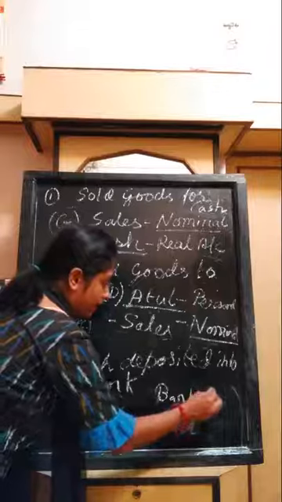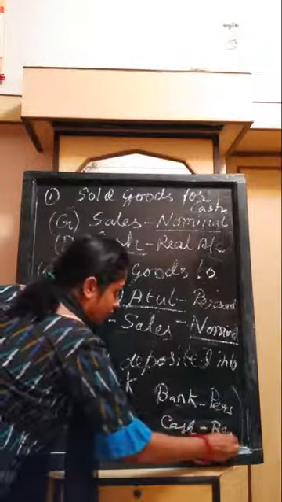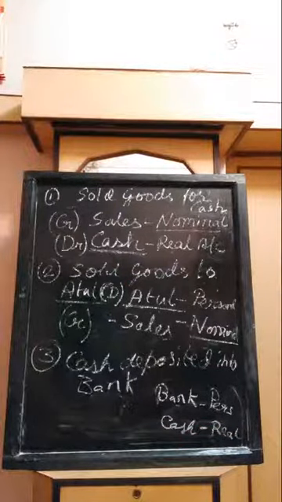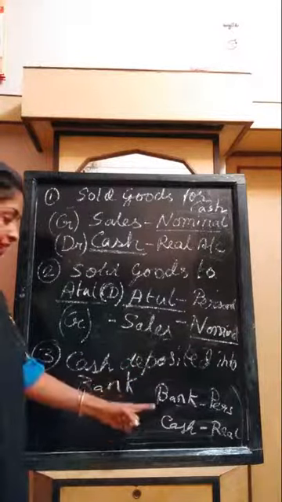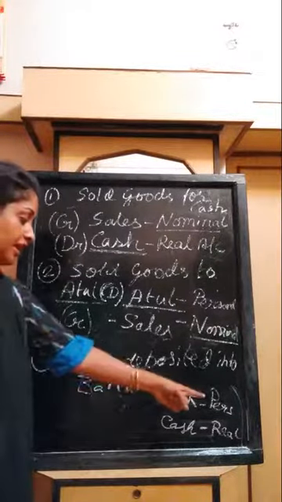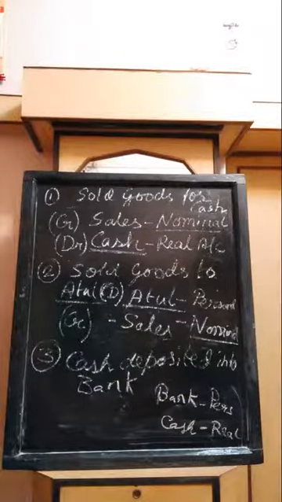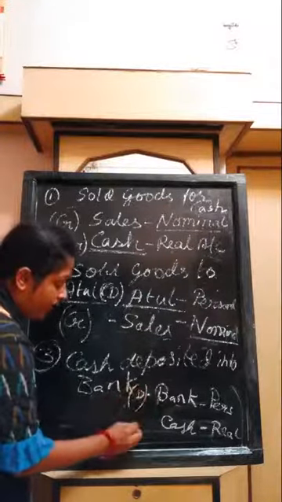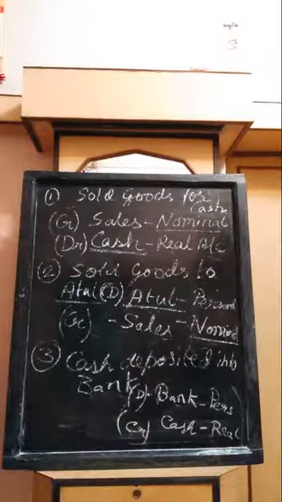Bank is a personal account and cash is a real account. First, you clearly distinguish the two accounts and the type of accounts. Cash deposited into bank. Two accounts involved are bank and cash. Bank is a personal account and cash is a real account. Now, bank will be debited and cash will be credited. Why? I give you the logic. Bank will be D and cash will be C. Why?